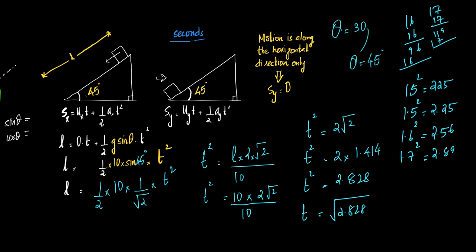And what do we have? We have 2.828, right? Which means our value comes somewhere around here. Therefore, our answer should be somewhere between 1.6 and 1.7, and it should be closer to 1.7. So maybe we can take it as 1.68 or 1.69. So you can find out the square of 1.68 and you'll have the answer here. Okay, so that's it for this question.